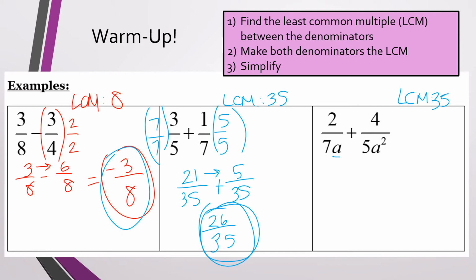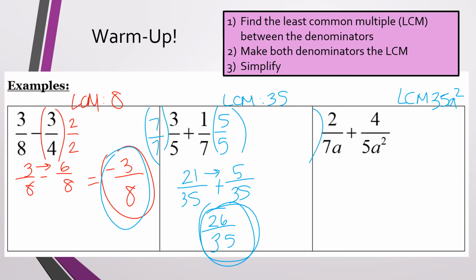So I have a and a squared. I can't take one of the a's away here to get to a. So I could add an a to this one in order to get to a squared. So 35a squared is going to be my LCM, or my least common denominator.